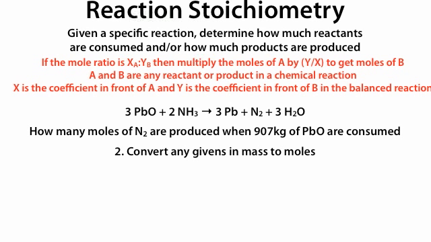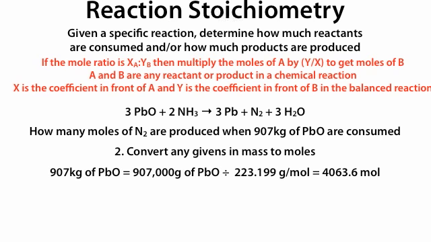We do this first by converting 907 kilograms of PbO to grams. 907 kilograms of PbO is 907,000 grams of PbO. We then divide 907,000 grams of PbO by its molar mass of 223.199 grams per mole, and we get 4,063.6 moles of PbO.